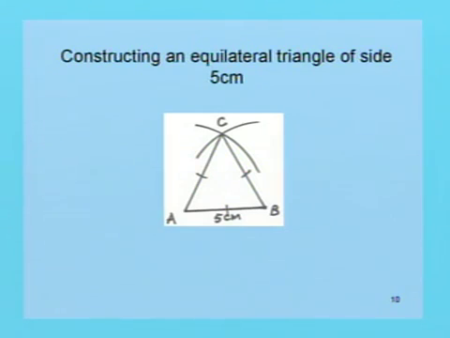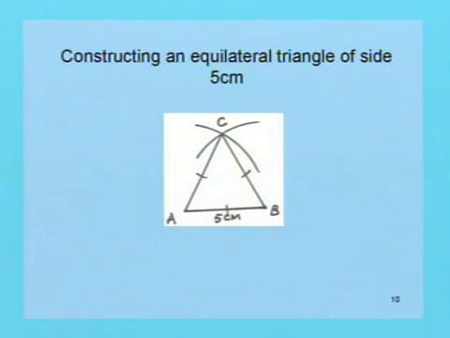Constructing an equilateral triangle of side 5 centimeters. First, we draw AB using our ruler to measure. We have 5 centimeters. Then we take our pair of compasses, measure 5 centimeters as the radius, and then at center A, make an arc above, center B, make another arc to intersect the first arc. So we have 2 arcs intersecting at C.